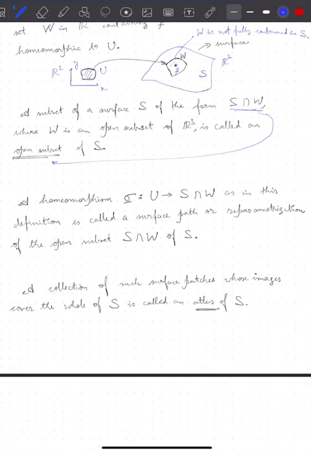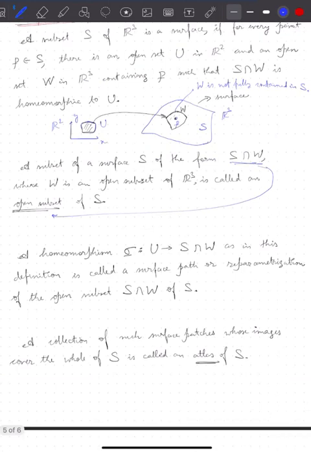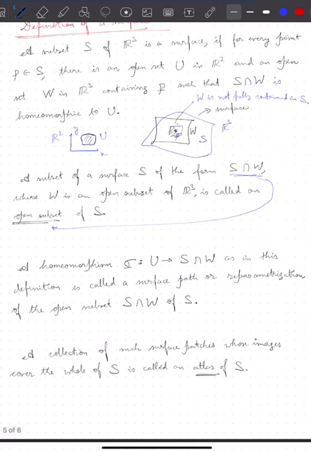Now, a homeomorphism which maps from U to S. W belongs to R3, right? Let me just make it slightly more concrete. Say, for example, I have W and a portion of S, and of course there is P. This portion which is common to both W and S is S intersection W. Now we always need to find a mapping from U to S intersection W and vice versa.